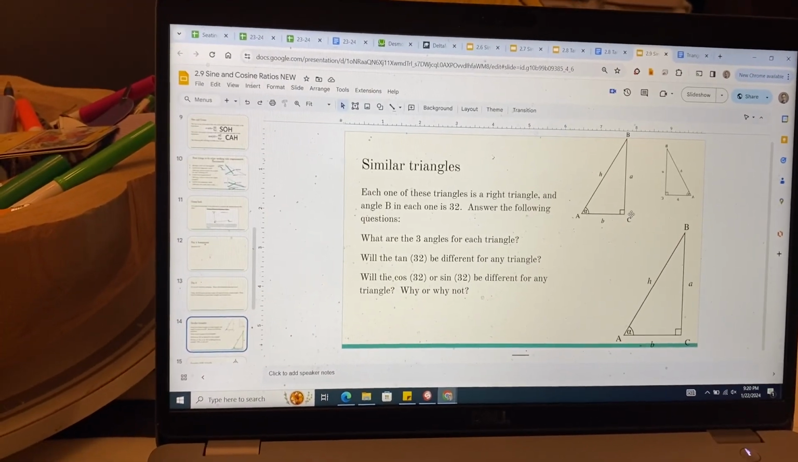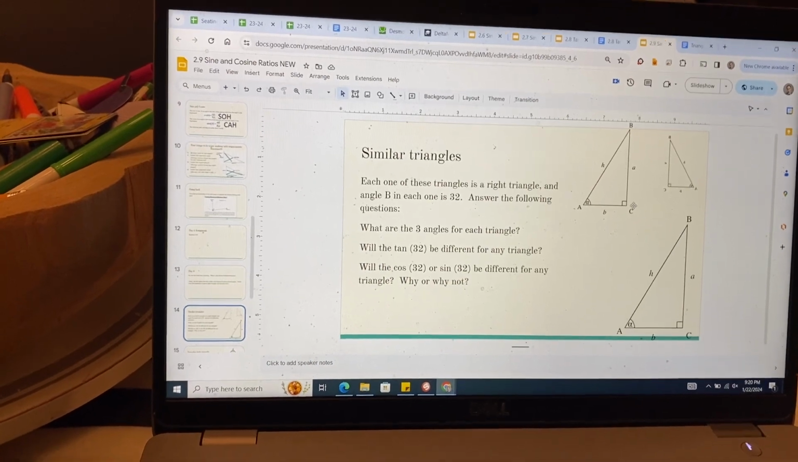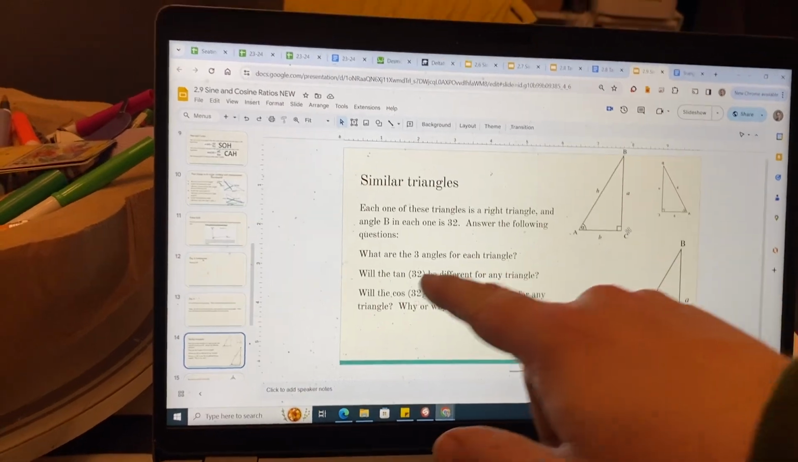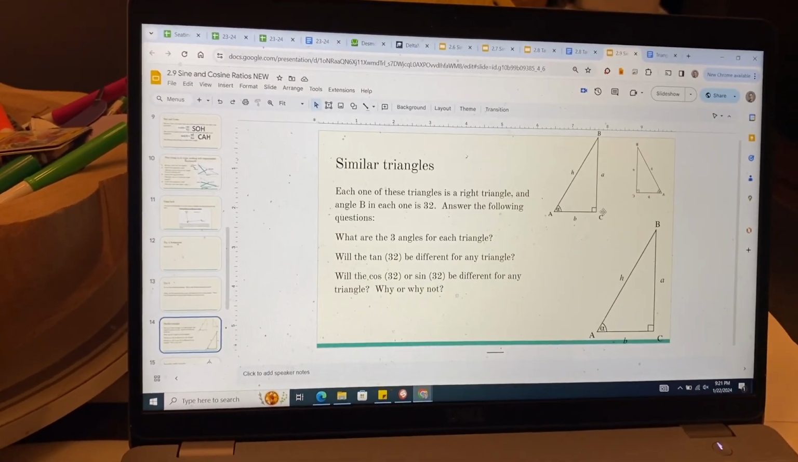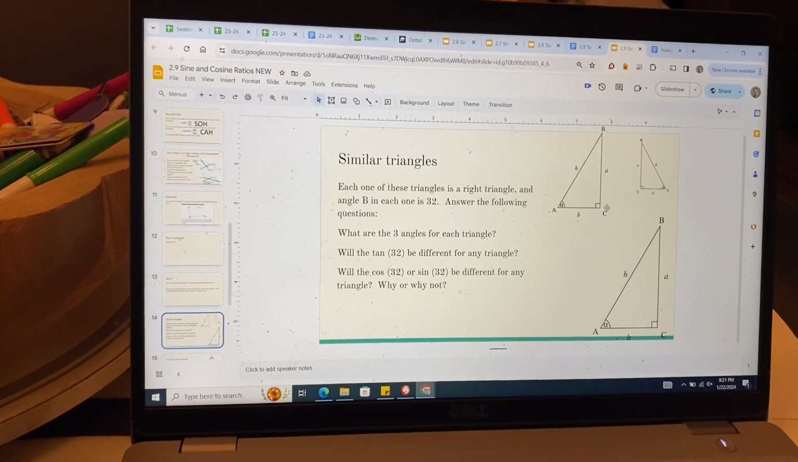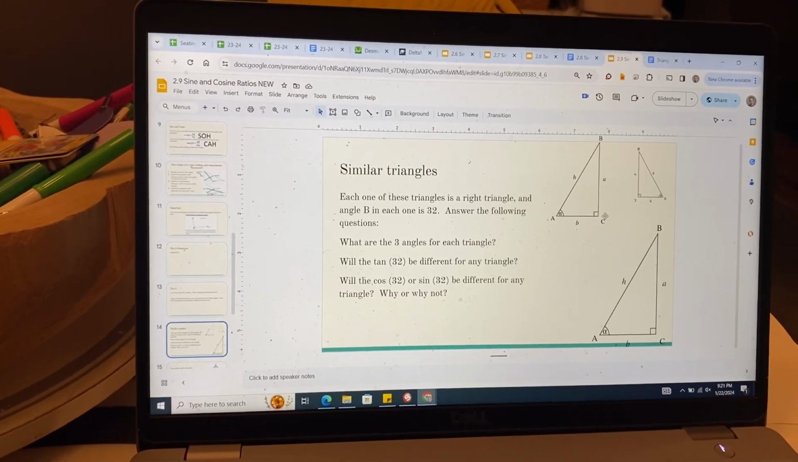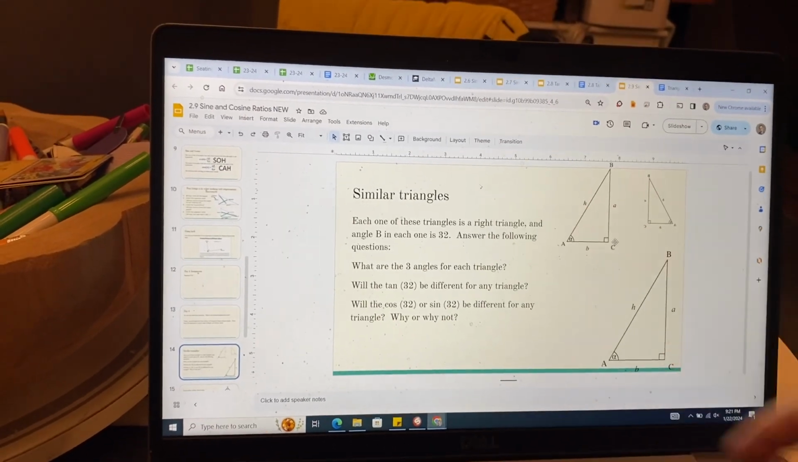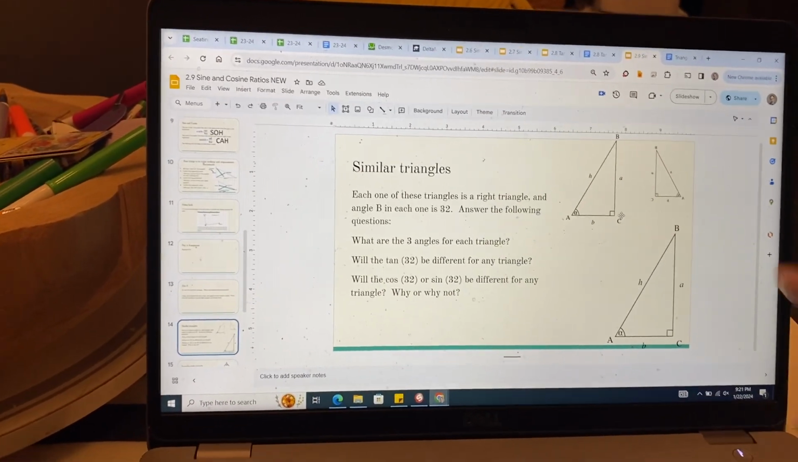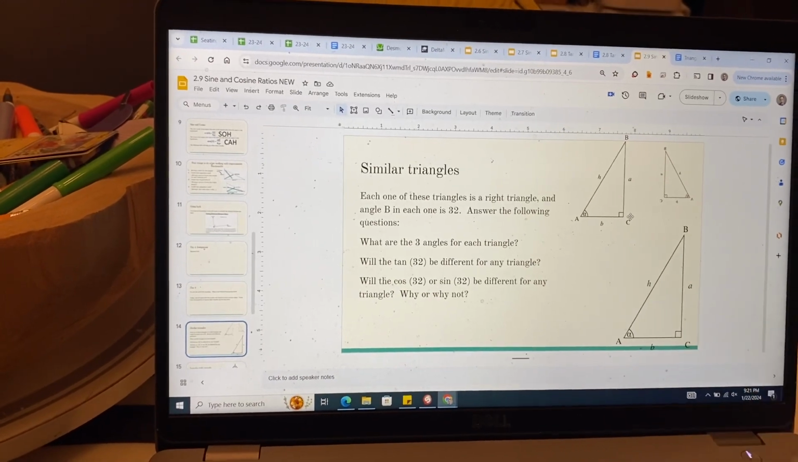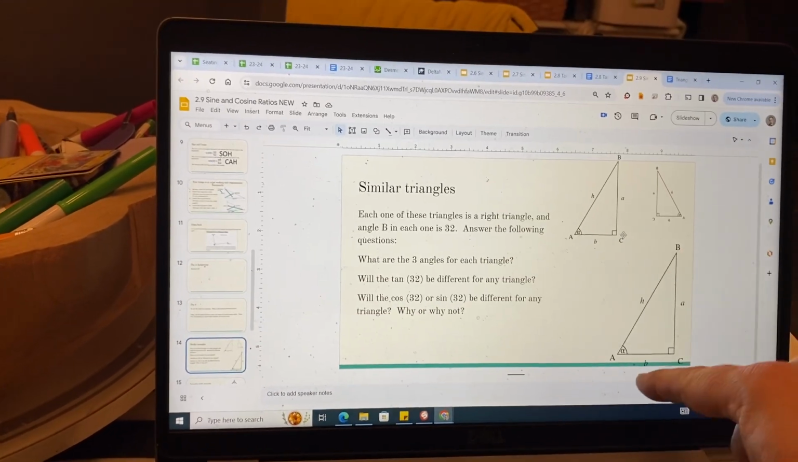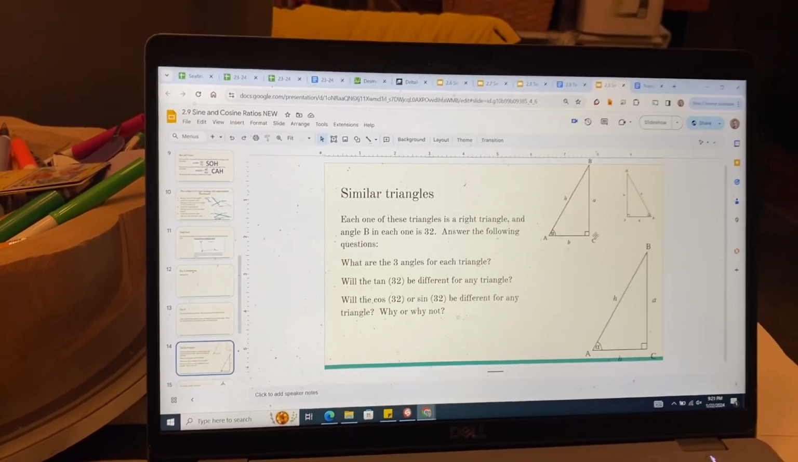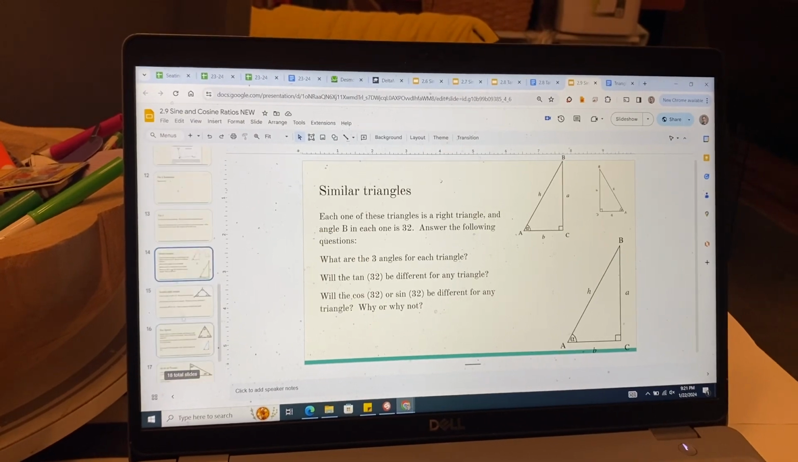The tangent, the sine, the cosine of that 32-degree angle, if angle B is a 32. Tangent of 32 is not going to be different for any one of these because it's a comparison between the sides, the ratio of the sides. The cosine of the 32, the adjacent to the hypotenuse, is not going to be any different for each one of these. The sine of 32, the opposite to the hypotenuse, is not going to be different for any one of these. They're similar triangles. We have the same ratio.